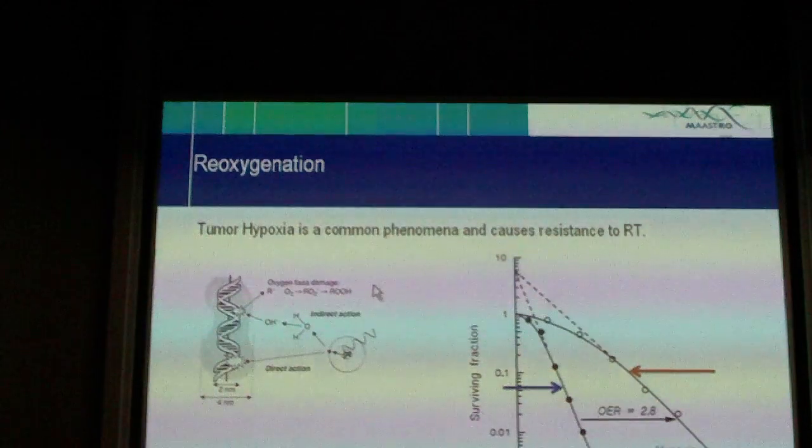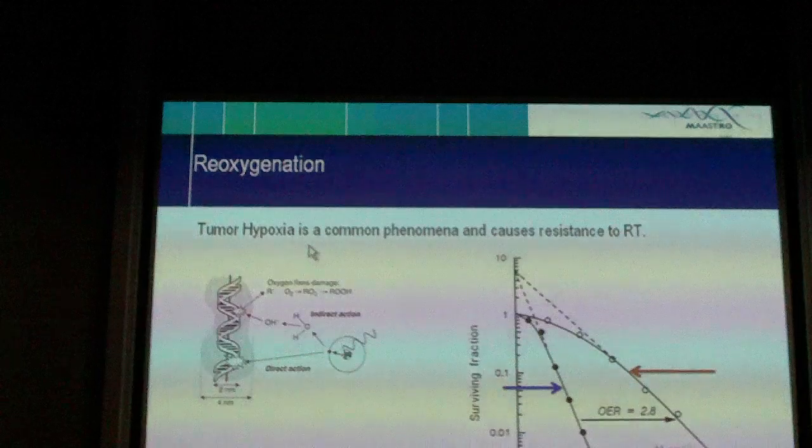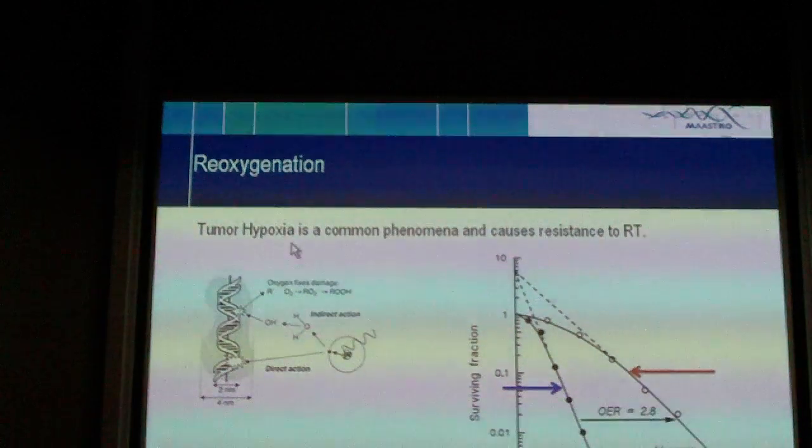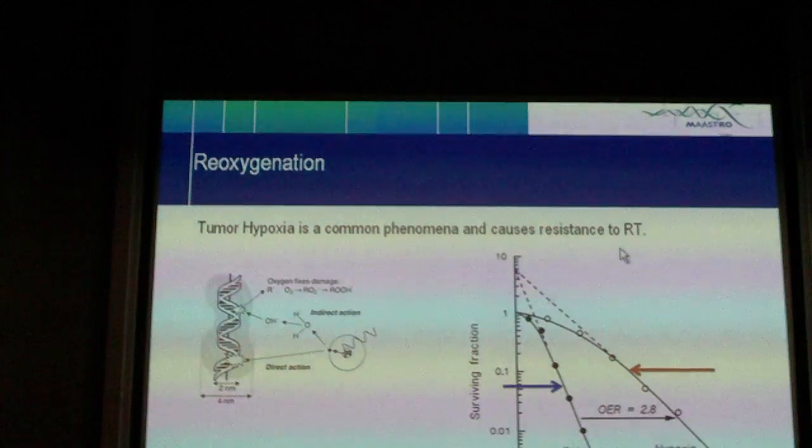The reoxygenation, well, this is linked to tumor hypoxia. You got that lecture in the previous block. So when you have hypoxic tumors, they cause radioresistance. So tumor cells become resistant to radiotherapy.